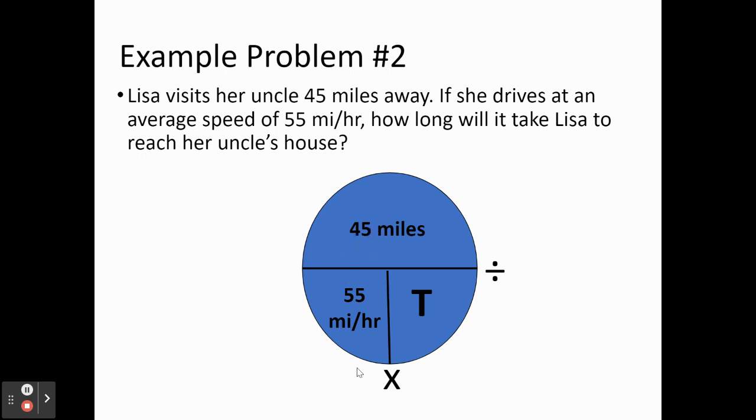So plug it into the circle if you want, and then you'll also see these as triangles. We'll get to that. Plug it in there. So we have 45 miles over 55 miles for every hour. You're going to get distance divided by speed, 45 divided by 55. And it's going to take her roughly 0.82 hours. So just under an hour.